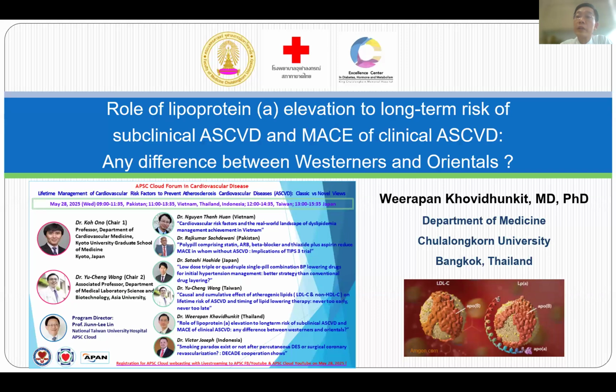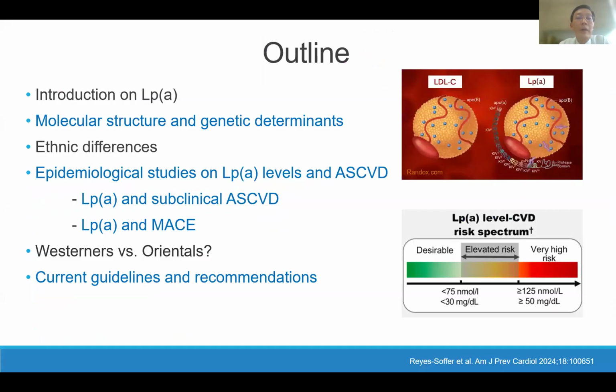So my name is Weerapan Chunkit. I'm from Chulalongkorn University in Thailand. I'm actually not a cardiologist, I'm an endocrinologist. In my part of the talk, I will start with a brief introduction on Lp(a), talk about the molecular structure and genetic determinants, and then briefly tell you about the ethnic differences in Lp(a) levels. Then I will talk about the studies on Lp(a) levels and both subclinical and clinical ASCVD. Is there any difference between Westerners and orientals? And I will end with the current guidelines and recommendations.